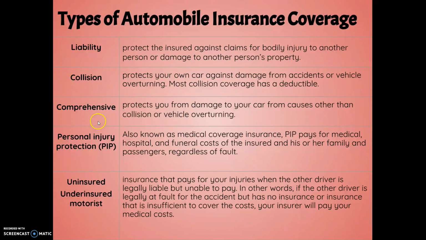Comprehensive coverage covers damage to your car due to reasons other than an accident, such as a collision or a vehicle overturning. So comprehensive would cover, say, if a tree fell on your car, whereas collision insurance will cover the costs associated with an actual physical car accident.